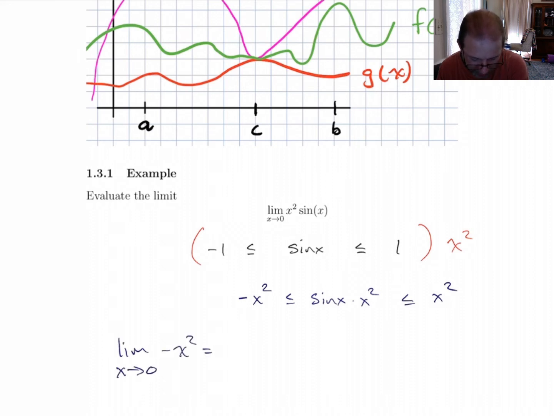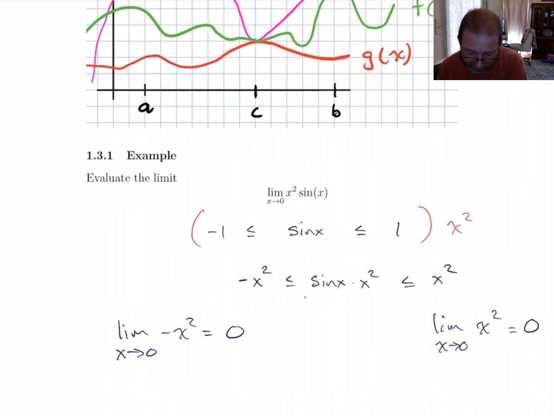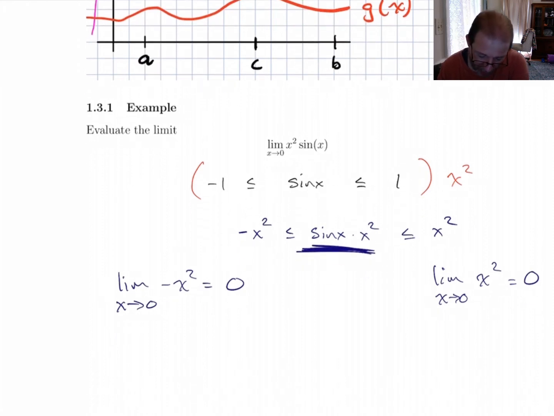Minus x squared as x goes to 0. That limit's 0. The limit as x goes to 0 of positive x squared, that's also 0. And so since this over here is sandwiched in between, we know that the limit of that function also has to be 0.